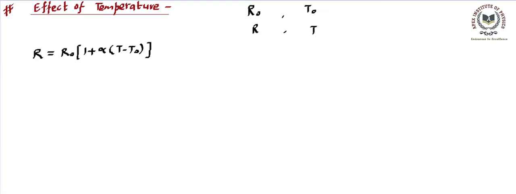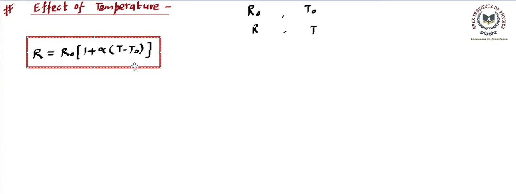And this is an important relation that will be used to answer the questions in which temperature and resistances have been involved. Okay, and what it says, the final resistance depends on the initial resistance times 1 plus alpha, final temperature minus initial temperature. Here alpha is the thermal coefficient for resistance. So alpha is the coefficient of thermal resistance.